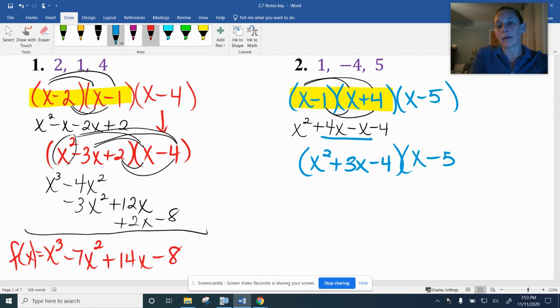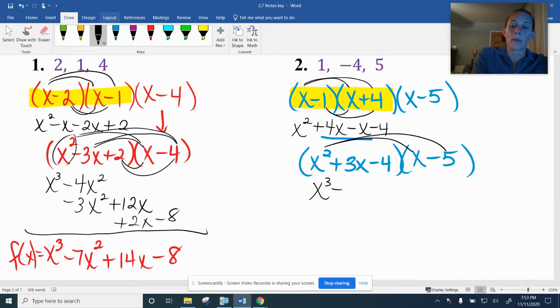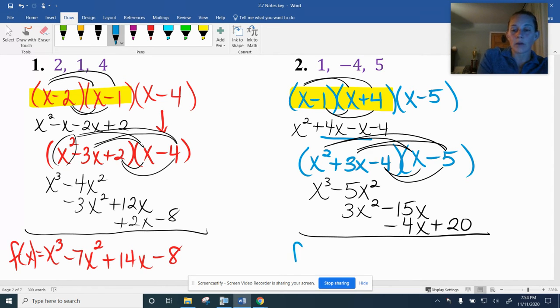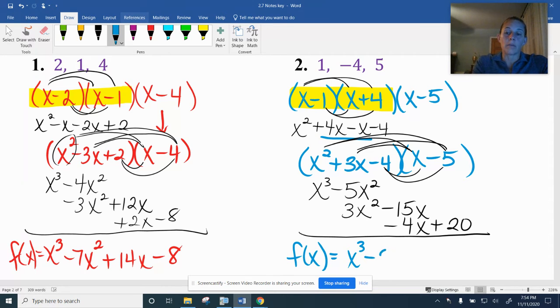And then I'm going to multiply that by my remaining binomial, the x minus 5. So x squared times x is x cubed minus 5x squared. Then I go with the 3x. So I have 3x squared minus 15x minus 4x and plus 20. Combining my like terms now, my final polynomial will be x cubed minus 2x squared minus 19x plus 20.